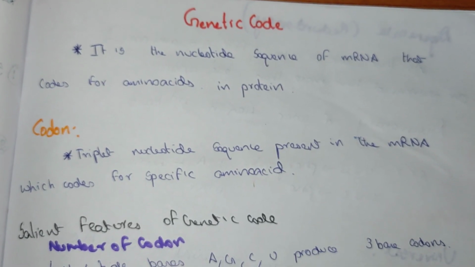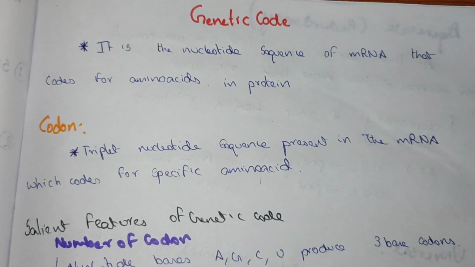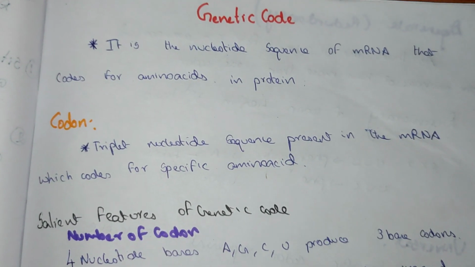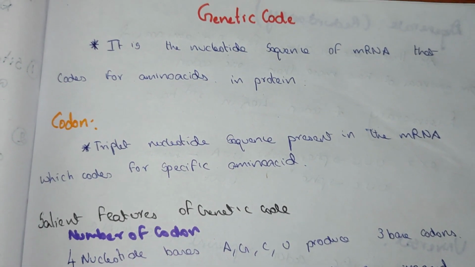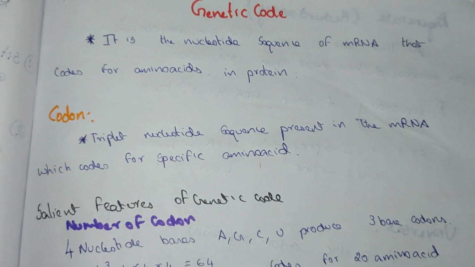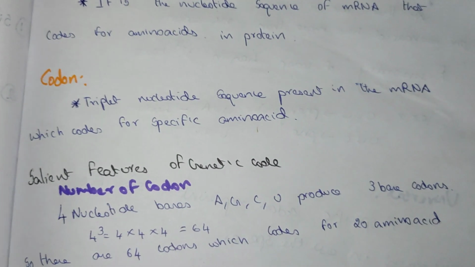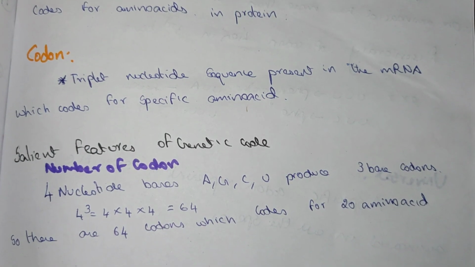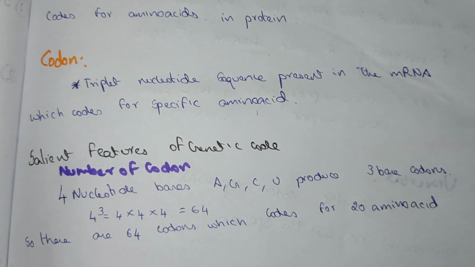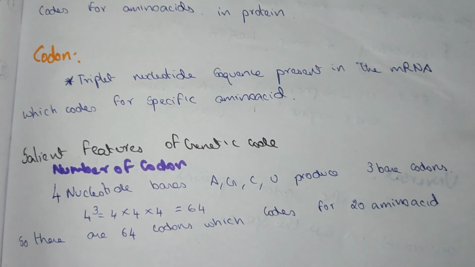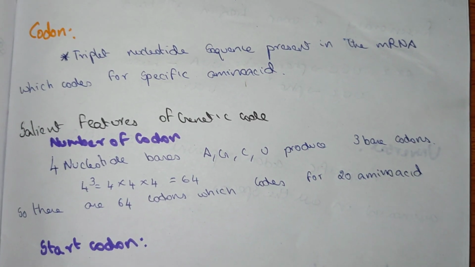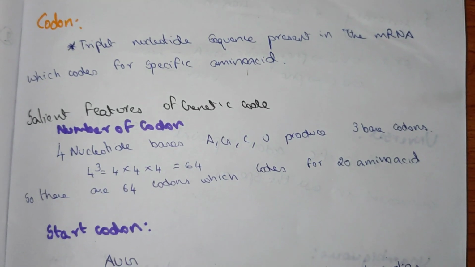In this video, we are going to see about the genetic code. It is a nucleotide sequence of an mRNA that codes for an amino acid in a protein. Codon: a triplet nucleotide sequence present in the mRNA which codes for a specific amino acid is known as a codon.